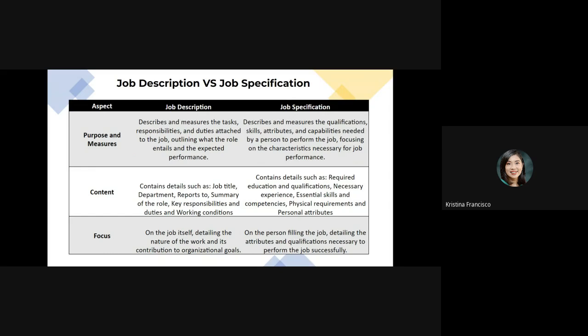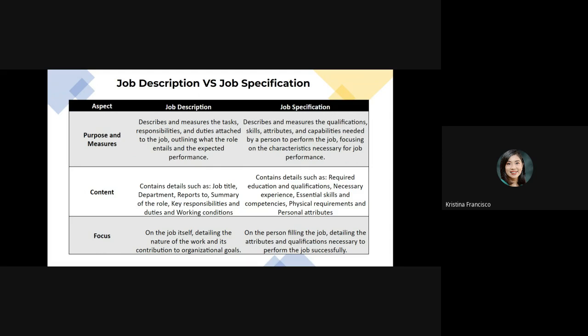So to properly understand the connection between job description and job specification, I have provided a comprehensive comparison. With this slide and the other slide, this covers key aspects such as the purpose and the measures, the content, the focus, the usefulness, and the benefits, detailing the legal relevance and its flexibility. For the purpose and measures, job description focuses on outlining the tasks, duties, and responsibilities of a role, while your JS emphasizes the qualifications and attributes required for the person to fulfill the job effectively.